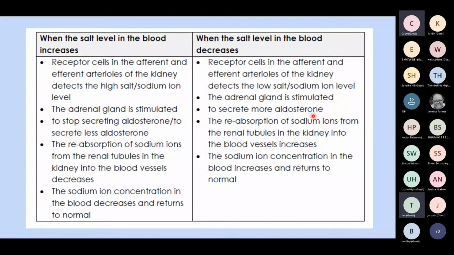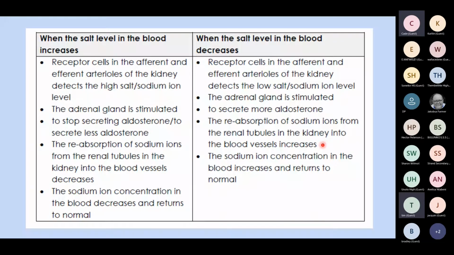And what happens in the kidney? What does the target organ do? The reabsorption of sodium ions from the blood vessels will increase. Do you take note, grade 12? The imbalance was a decrease, now it is an increase. That means the sodium concentration in the bloodstream will increase and will return back to normal.